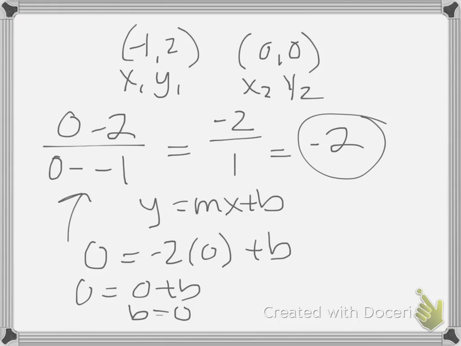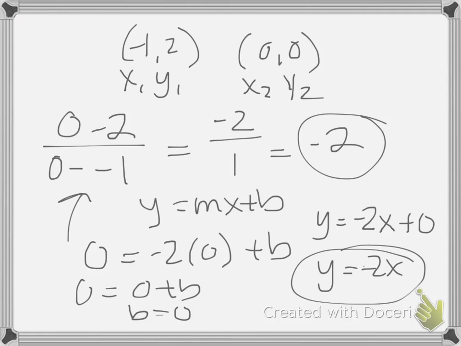So my equation, if I rewrite it, is y equals whatever the slope I found is with my x plus my b. So it's the same thing as y equals negative 2x. Okay, so you always have to find the slope first, which is that y2 minus y1 over x2 minus x1. Once you find the slope, then you pick a point to plug in with your slope, solve for b like we have been, and then rewrite your equation.